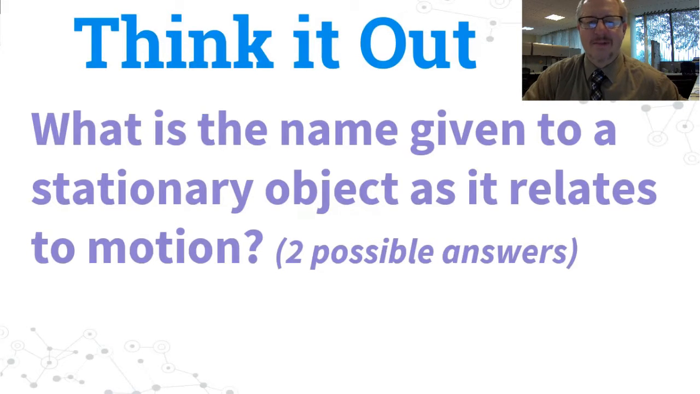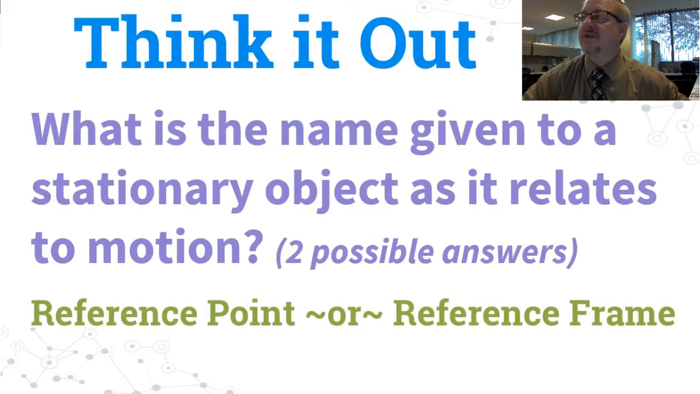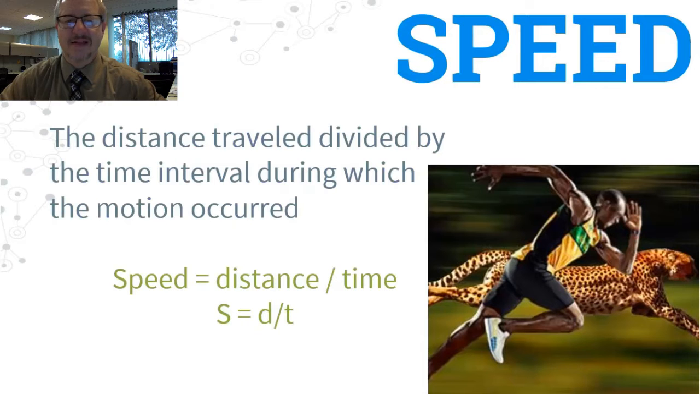What is the name given to a stationary object as it relates to motion? There are two possible answers, and we've already talked about these in a previous lesson, so hopefully you know. Give it a moment to think about it. If you thought it was either reference point or reference frame, you would be absolutely correct. Good job.